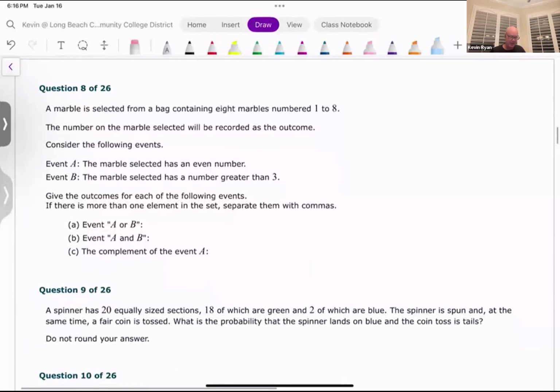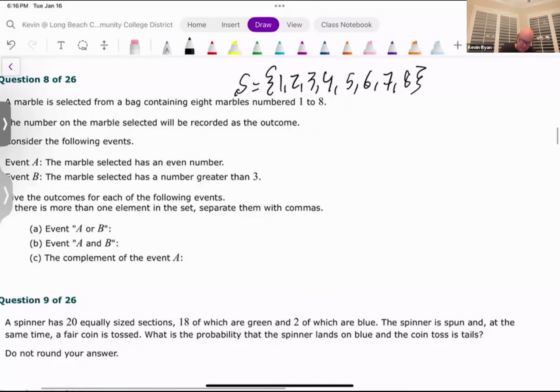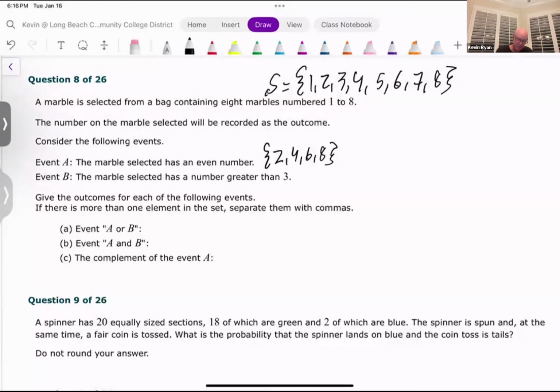A marble is selected from a bag containing 8 marbles, numbered 1 through 8. So here is our sample space. This is everything. Event A, the marble selected is an even number. Event B, the marble selected has a number greater than 3.